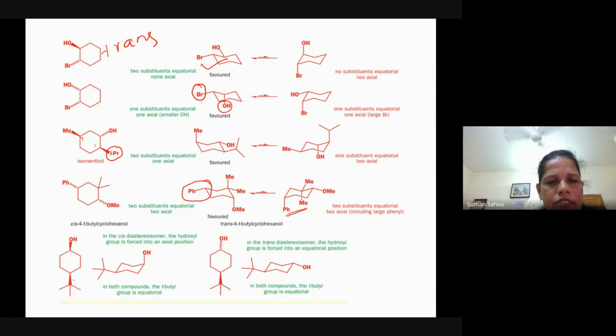So similarly, when you have a bulkier group, as I have already told, that bulkier group will always occupy your equatorial position, whatever be the case. So in this case, the tertiary butyl group is equatorial, and in this case, the tertiary butyl group is equatorial and OH is too, because there is no other option. These two are trans, so equatorial will be your preferred position. Axial it cannot be, and in this case one equatorial, one axial. So the tertiary butyl group won't go to the axial position. It will always be fixed at the equatorial position.